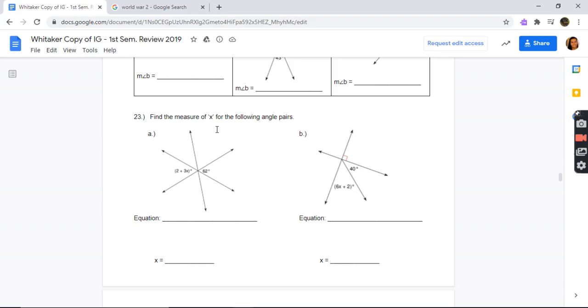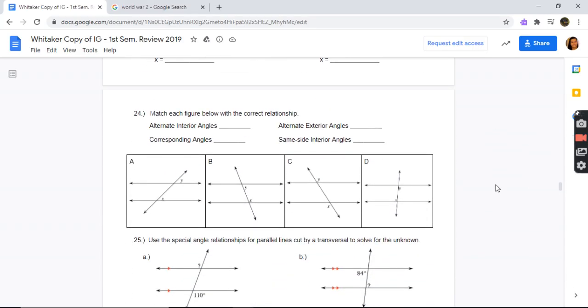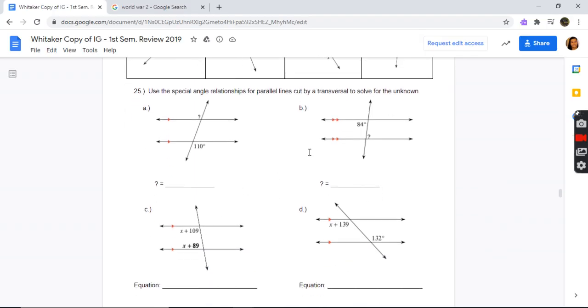Find the measure of x for the following angle pairs. Match each figure below with a correct relationship: alternate interior angles, corresponding angles, alternate exterior angles, and same side interior angles. Use the special angle relationships for parallel lines cut by a transversal to solve for the unknown. What are those for the unknown?